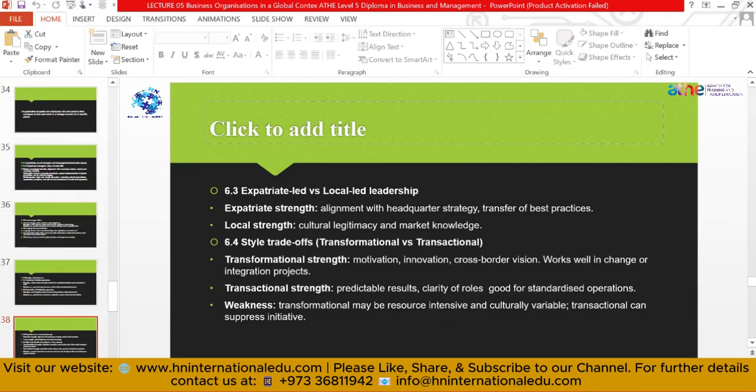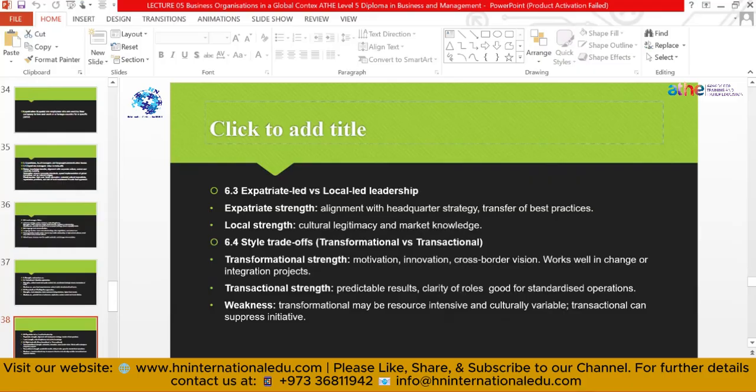Expatriate led versus local led leadership. So there are two types of leaderships. Not the leadership styles, leadership. Both are different. Expatriate strength: alignment with the headquarters strategy, transfer of the best practices. We try to send the best person to the other country. Local strength: cultural legitimacy and market knowledge. The person who has an amazing knowledge of the specific area, city, we are going to appoint them.